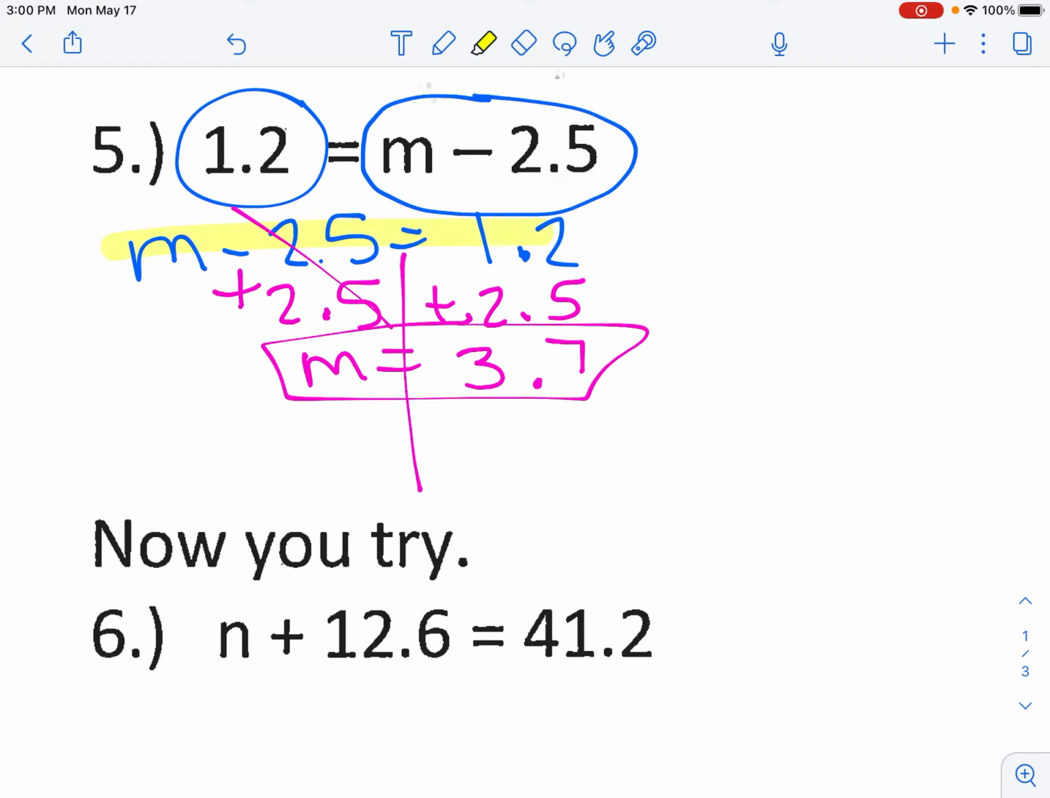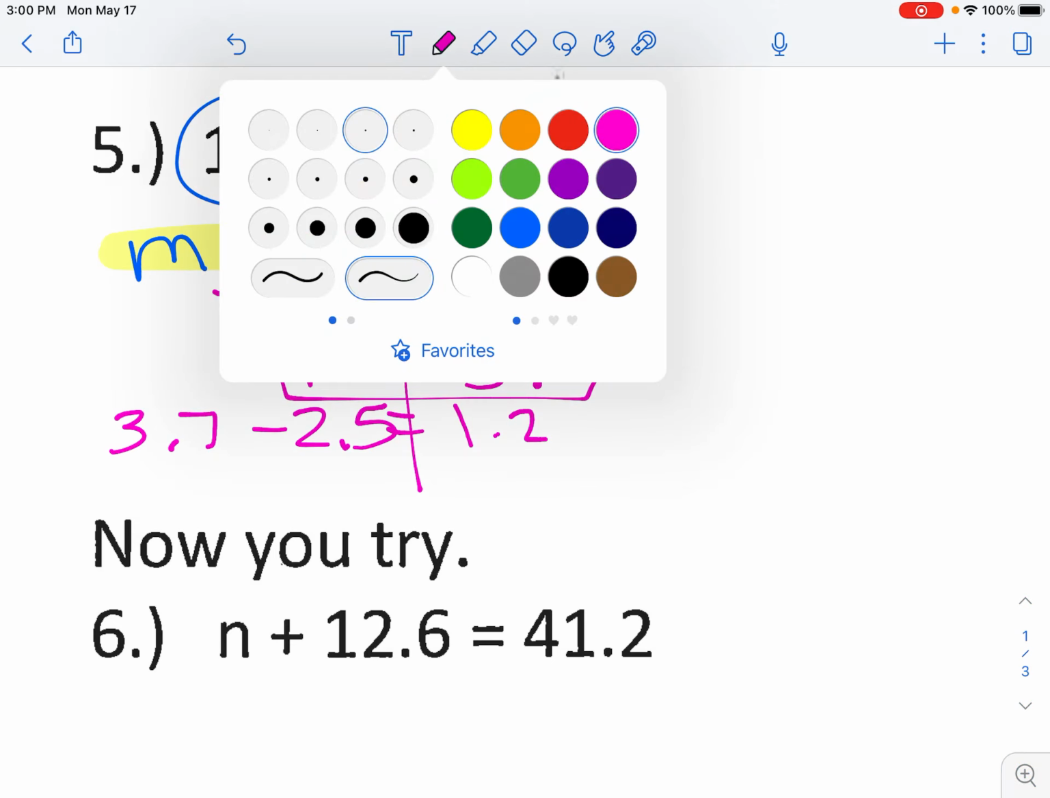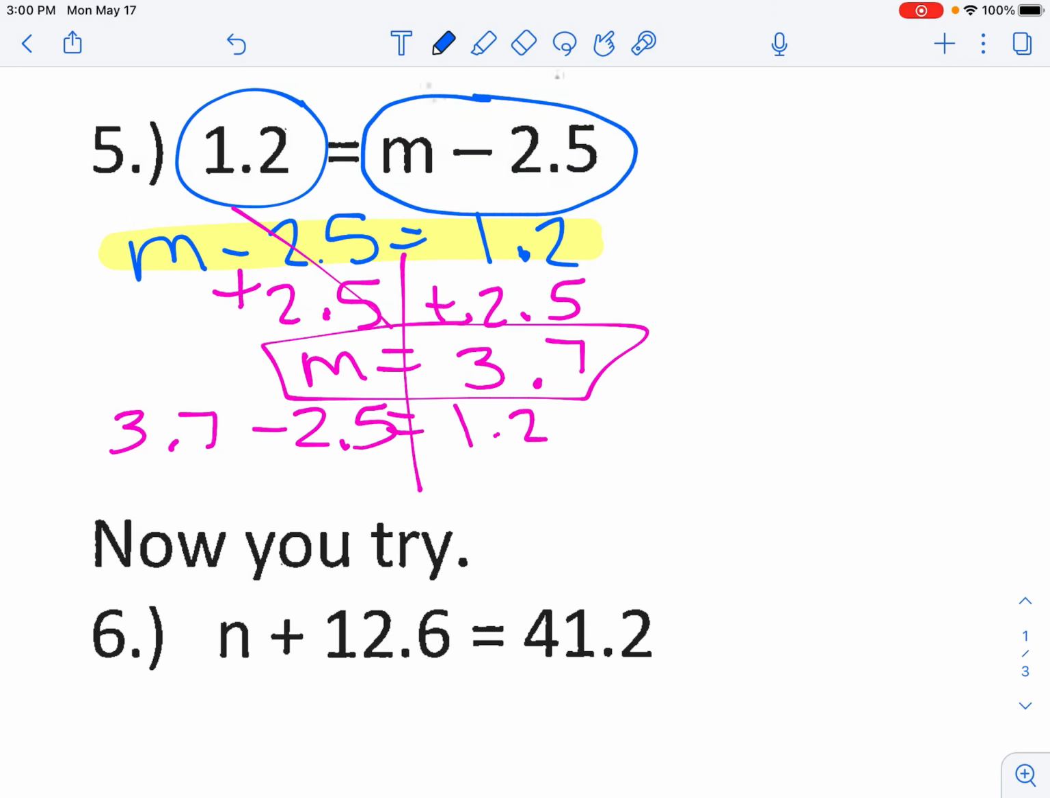Now we're going to do substitution. I'm going to rewrite my equation, but instead of m minus, I'm going to use my solution. Is 3 7/10 minus 2 5/10 equal to 1 2/10? So my rule is, if you have a 3-digit number, a decimal, or a fraction, you have to show your work out to the side. So I have to show this math out to the side.